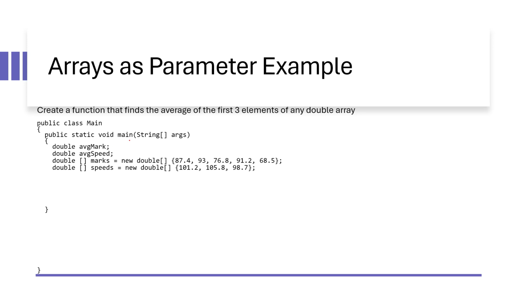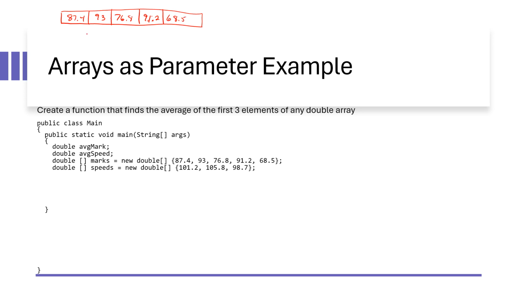So imagine, first of all, I create this array called marks, and it's an array of doubles. So I'm going to draw it up here. I don't know why I'm on red, but whatever. It's fine. So we have 87.4. We have 93. We have 76.8. We have 91.2. And we have 68.5.